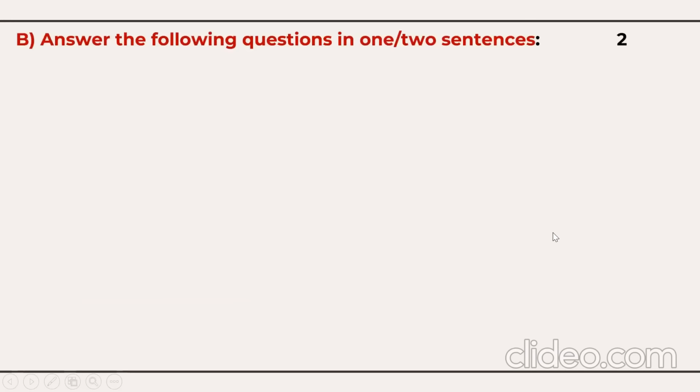Now we are moving to the next question. Answer the following questions in one or two sentences. Now here you have two questions, only two questions from the topic communication. You have a very small topic in the workbook, verbal communication, non-verbal communication. What is the meaning of communication skills? What is the meaning of verbal communication skills, non-verbal communication skills, advantages and disadvantages of verbal or non-verbal communication? So compulsory questions, without any choice.